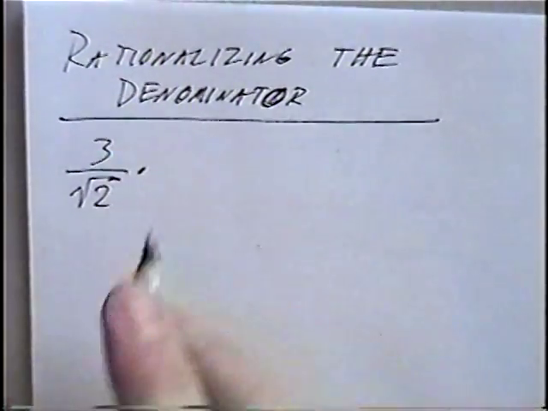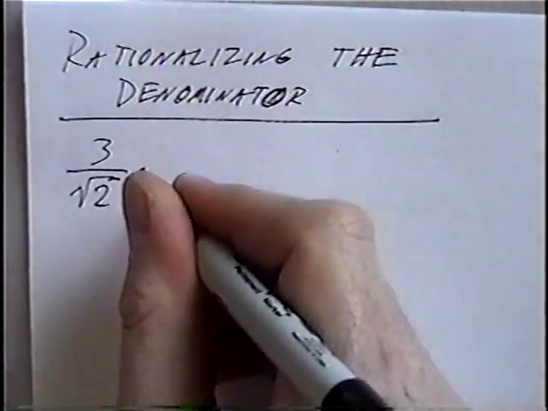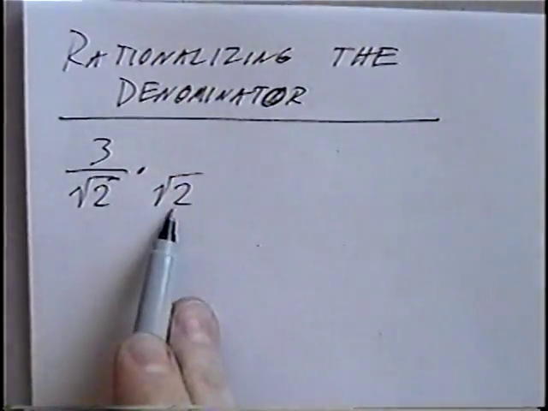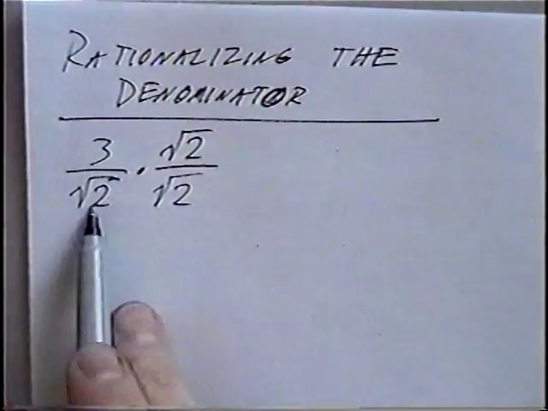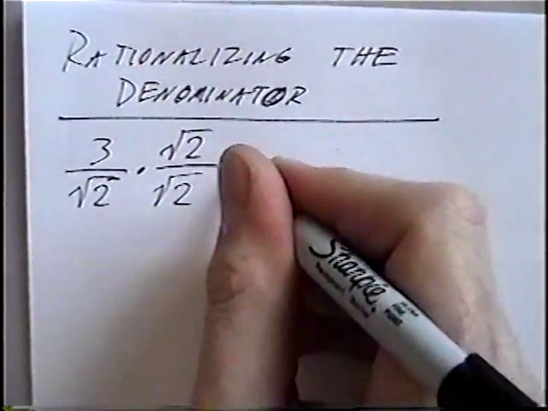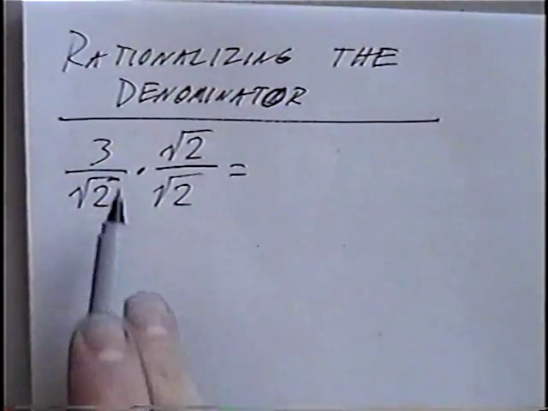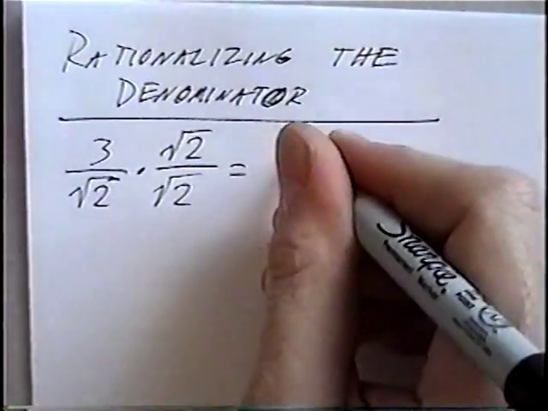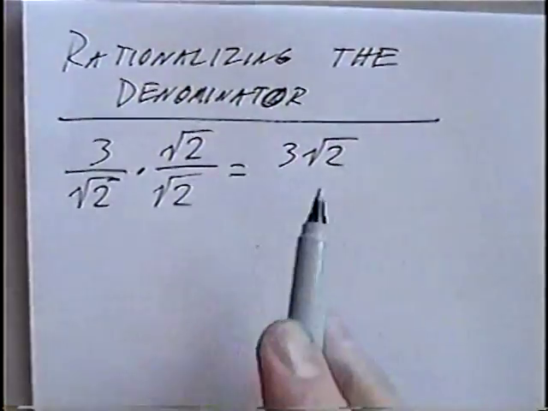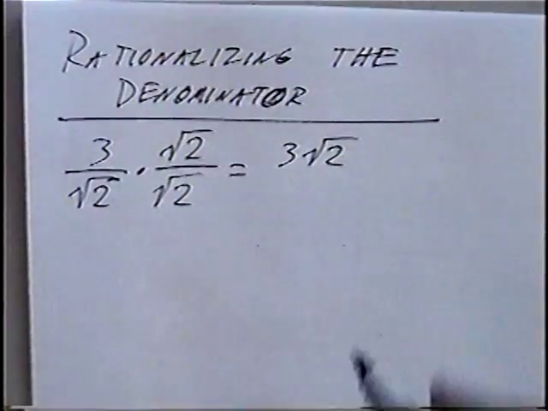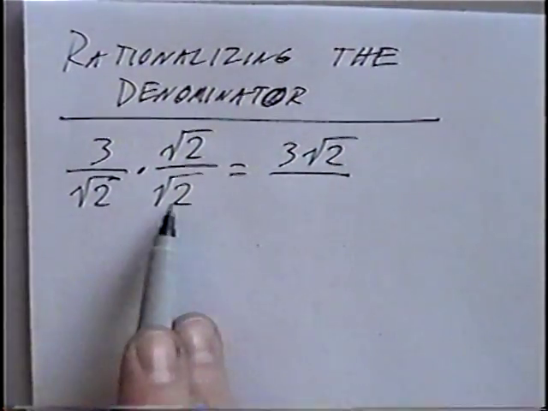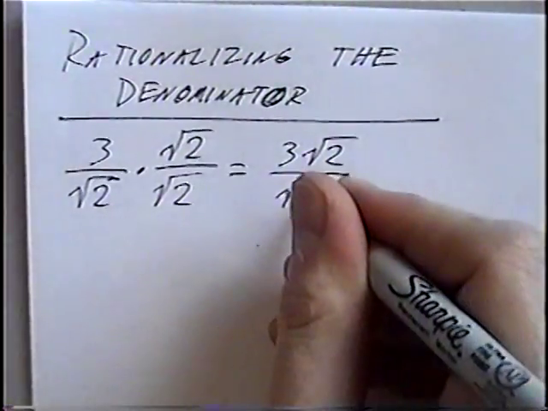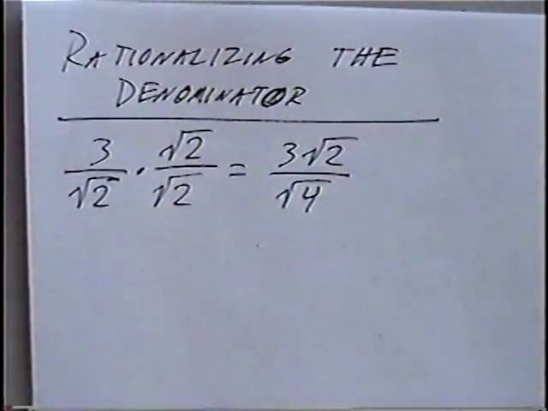In this case, what we're going to do is if we have radical 2, we will multiply by the same radical for the denominator and also multiply the numerator by that same number. The numerator is 3 times the radical 2. Again, a number and a radical, you cannot multiply together, you just write them side by side. For the denominator, they're both radicals, so you can multiply both of those. 2 times 2 would be radical 4.